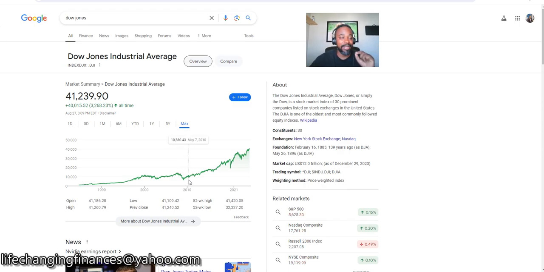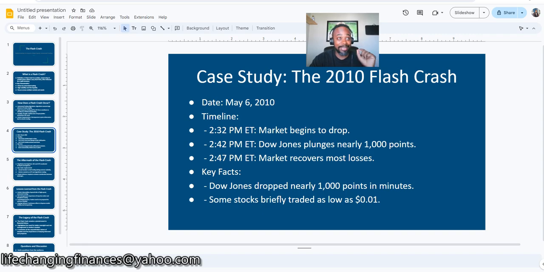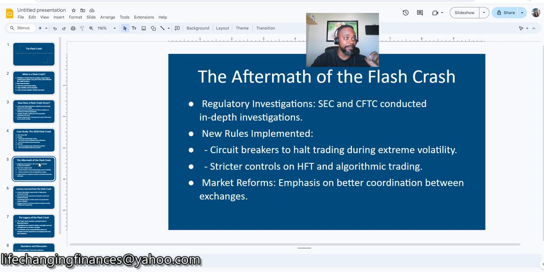And it goes down $1,000. That is a catastrophic move to the downside. So again, this is why stop losses are very important if you are a trader. Now, the aftermath of the flash crash is regulatory investigations by the SEC and the CFTC conducted in-depth investigations. And the reason why they do this is because they want to figure out exactly what happened and what was the cause of this flash crash and the manipulation that's going on.